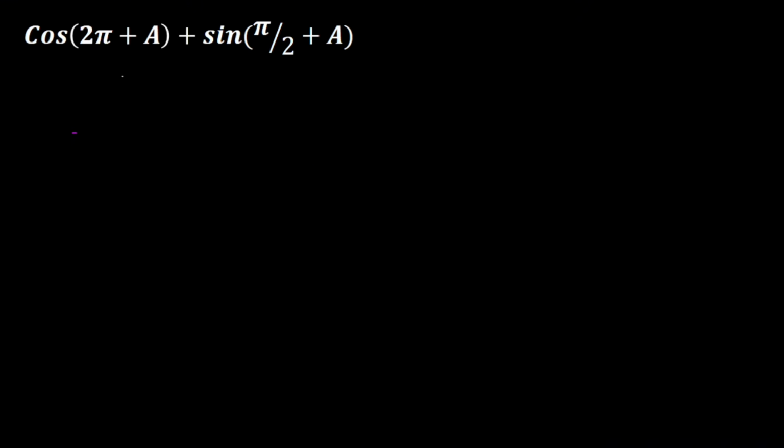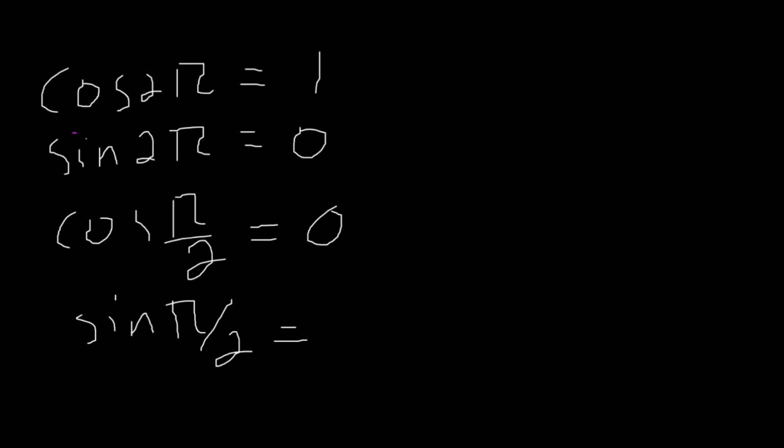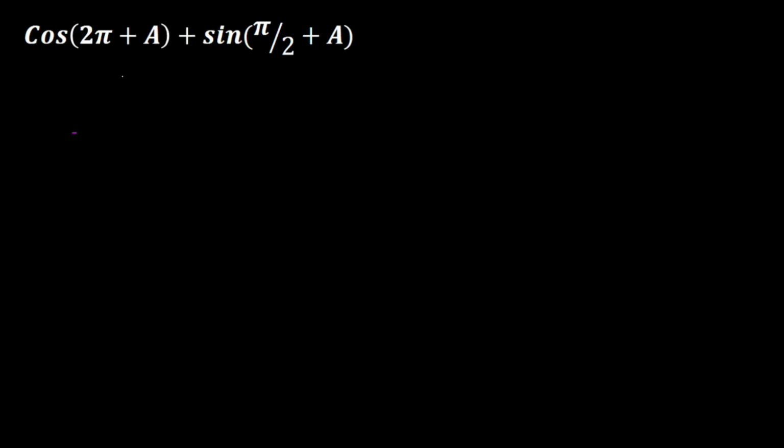Cos 2π is equal to what? If you punch it in the calculator, automatically it is 1. Sin 2π is equal to 0. And we have again π/2. Cos π/2 is equal to what? 0. And sin π/2 is equal to 1. With all this gathered, you are going to solve this using one single step.